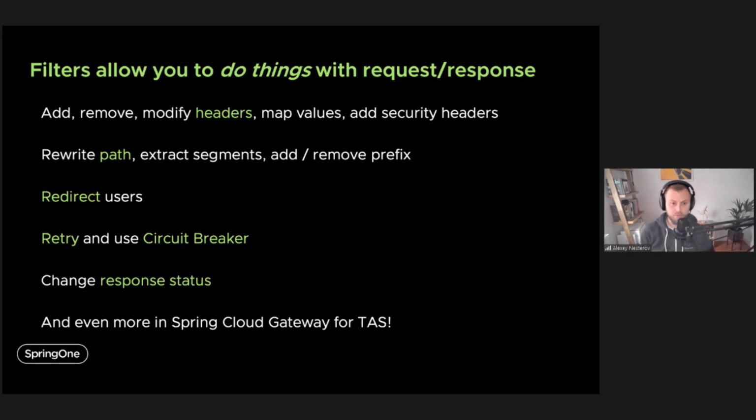So open source Spring Cloud Gateway already provides quite a few filters you can use for your route definition. And it's pretty standard, like what you can expect from an API gateway: you can modify the headers, you can add or remove headers from the request or from the response, you can map values, you can inject security headers into every response from your gateway. You can also, of course, rewrite the path using extracted segments or prefixes if you want to. You can send redirects or pretty much any status code back to the user. You can introduce retry or circuit breaker logic in your API gateway, so your application doesn't have to deal with that, and many more basically.